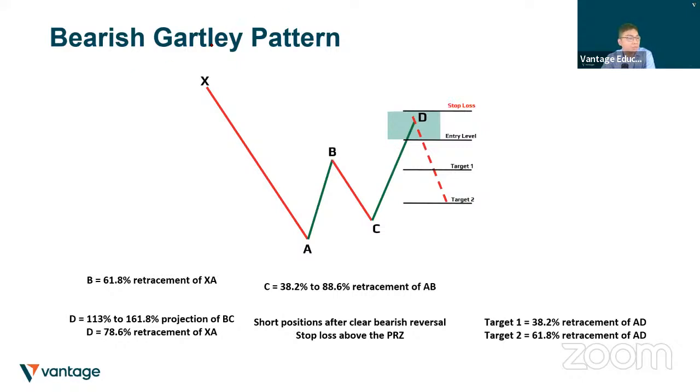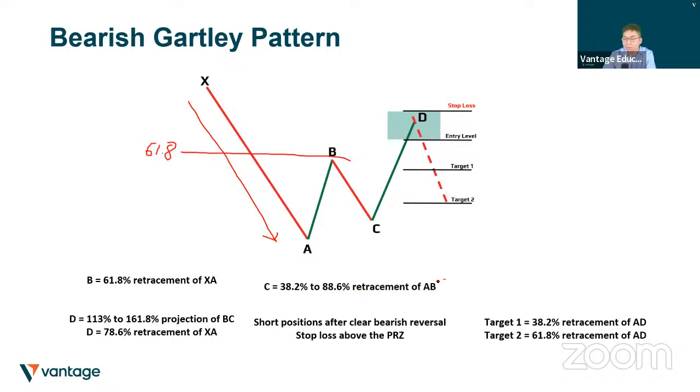Moving on to the bearish Guthrie pattern. If you noticed, it's a flip. It's almost the same thing, instead of longing, you are just shorting. The bearish Guthrie pattern is exactly the opposite of the bullish Guthrie. After the impulse wave XA, the corrective leg should end at 61.8% retracement of XA. So this line should be 61.8.